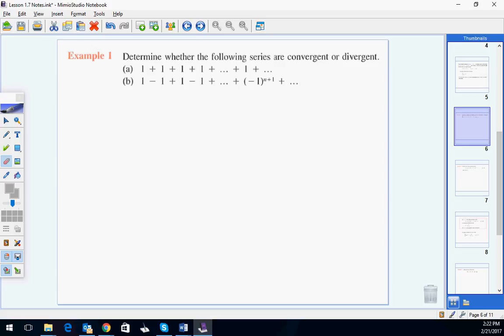How about B? We kind of talked about this one in the last lesson, the one that was bouncing. It's bouncing back and forth, but it's not approaching anything. It's going plus 1, minus 1, plus 1, minus 1. So it just keeps hopping the bridge, and it's not approaching anything at all. So these are both divergent examples because they are not converging to a specific value.